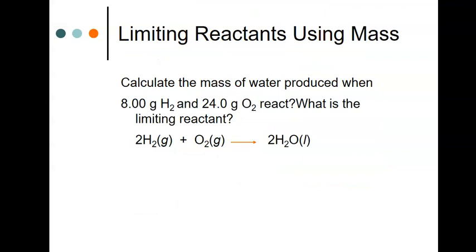Alright, one more example using the mass problems. Calculate the mass of water produced when 8 grams of hydrogen and 24 grams of oxygen are reacted together, and what is the limiting reactant. So out of these two, which one runs out first? So let's go back to our calculating room. Get your pen and pencil and work it out. Remember, this is mass to mass. Our previous video explained mass to mass calculation. So if you have forgotten, please go back to the previous video on mass to mass or grams to grams to understand it better.